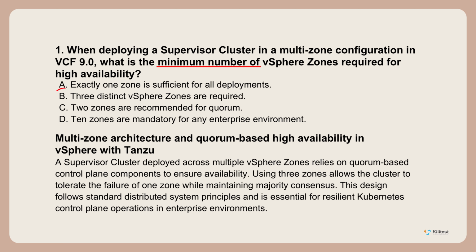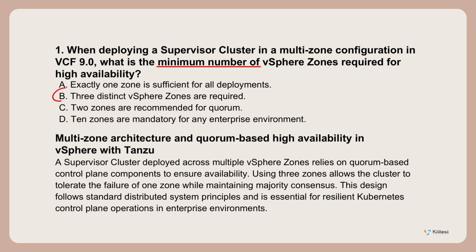Okay, but why 3? I think this is where people get tripped up. If a zone is an isolation boundary, why wouldn't 2 be enough for redundancy? Right, and that's the classic distributed systems question. It's because of the principle of quorum and consensus. The control plane uses systems like etcd to maintain its state, and it must be able to get a majority vote to operate.